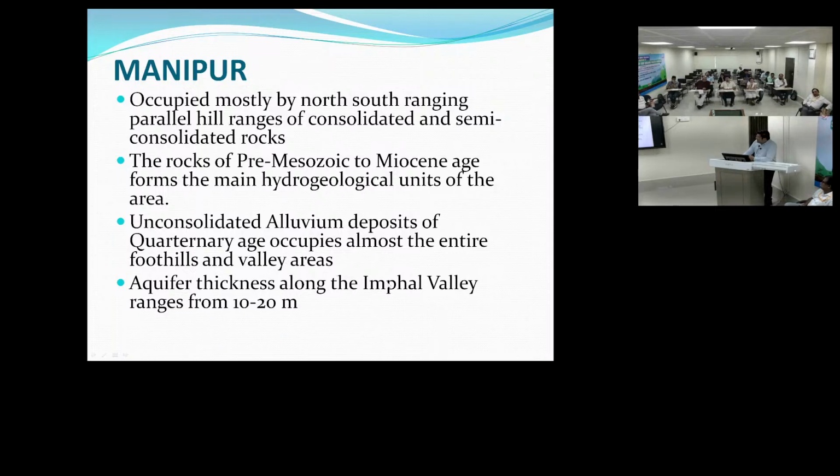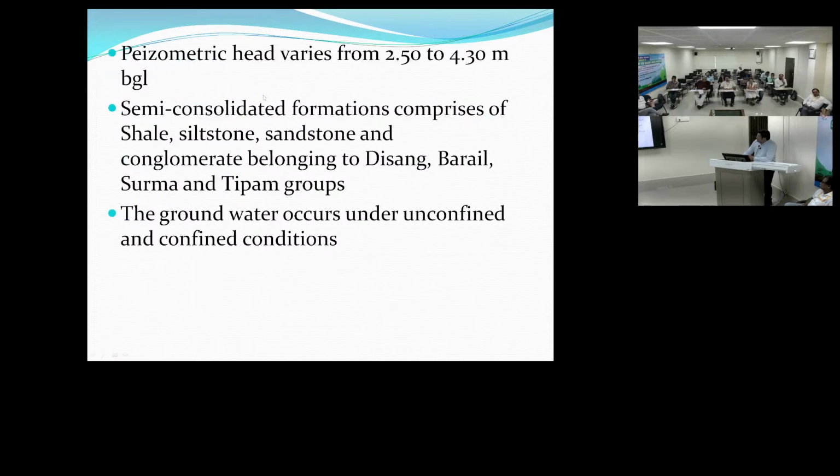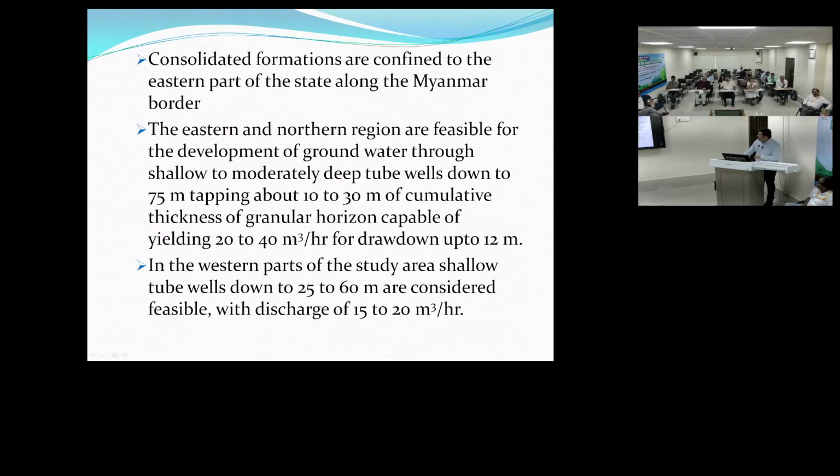So aquifer thickness along the Imphal Valley ranges around 10 to 20 meters. And the piezometric heads are around 2.5 to 4 meters. And the semi-consolidated formation comprises shale, siltstone and sandstones. So Disang, Barail, Tipam and Surma groups, these are the geological groups there. Groundwater occurs in confined, semi-confined and unconfined conditions.